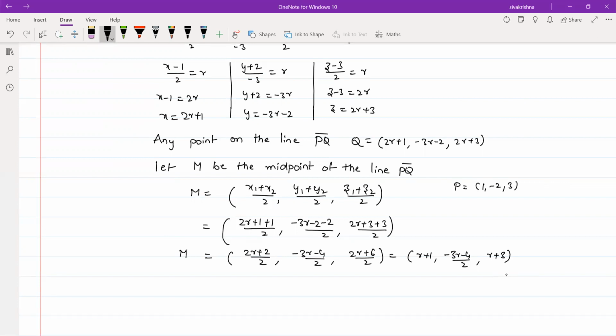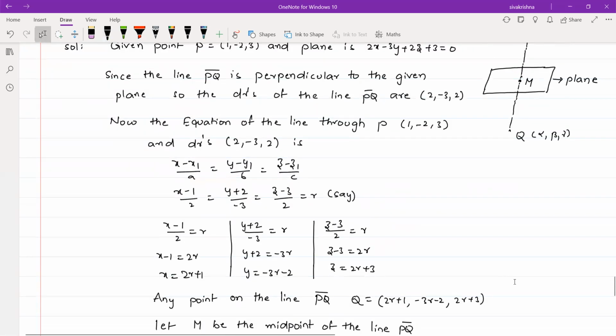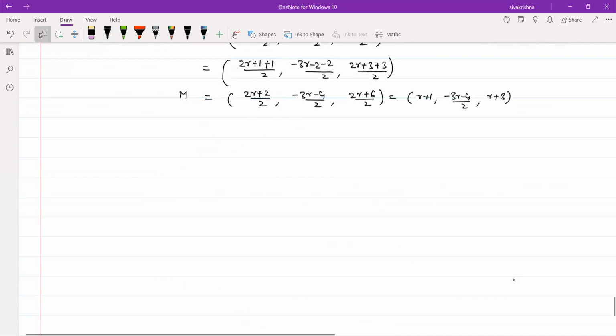And if you observe the diagram clearly, that point M lies on the plane. Yes, even though that is the midpoint of the line PQ, that particular point M lies on the plane. It means whenever a point lies on the plane, we can substitute that particular point in the plane equation. So I am writing that, since M lies on the plane, then we have to substitute this particular point. It means the plane equation should satisfy this particular point.